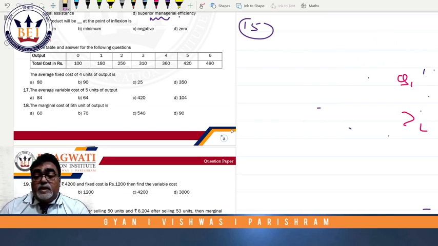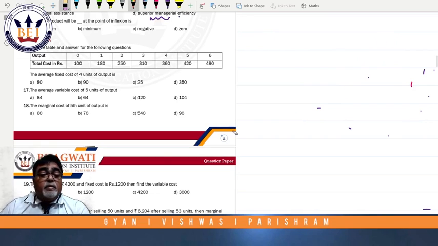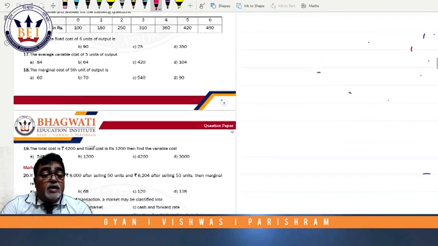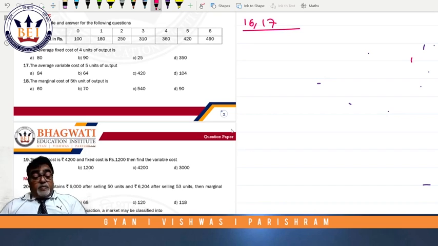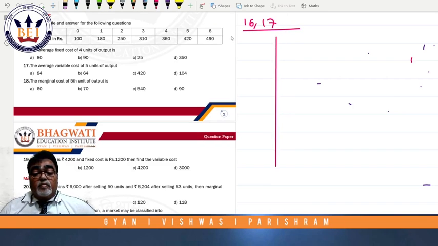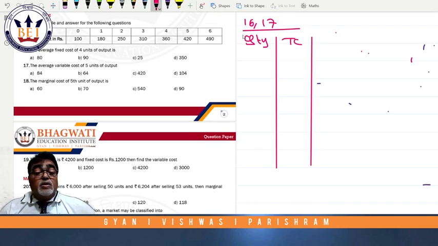Question number 16 and 17. They have given a tabular question. So for 16 and 17, for your convenience, let me make this table. What are the columns they have given? The columns they have given are quantity, then total cost. This is the table given, madam.